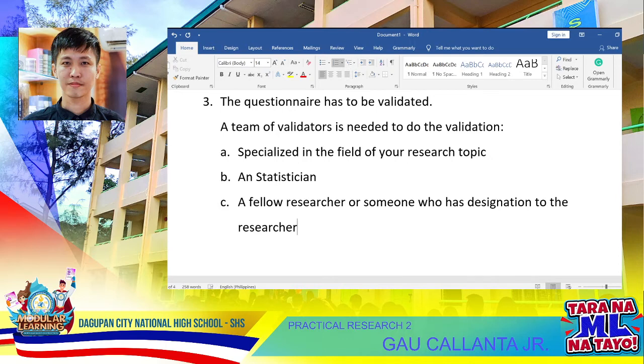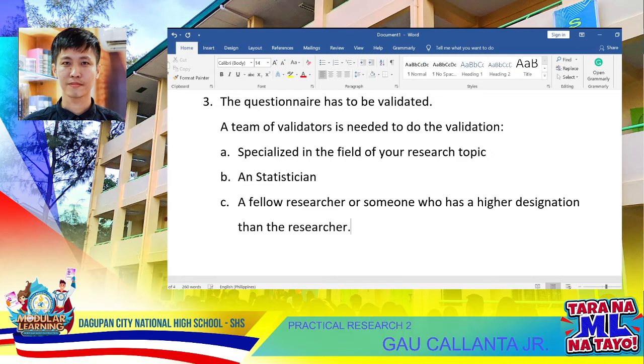Specialized in the field of your research topic, someone who is specialized in the field of your research topic. Number two, for the second person, a statistician. Number three, a fellow researcher or someone who has a higher designation than the researcher, okay? So what do they do?